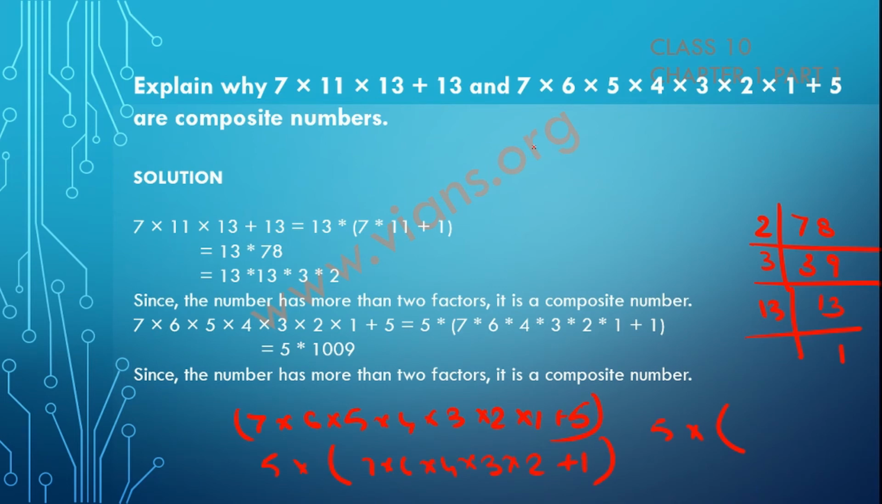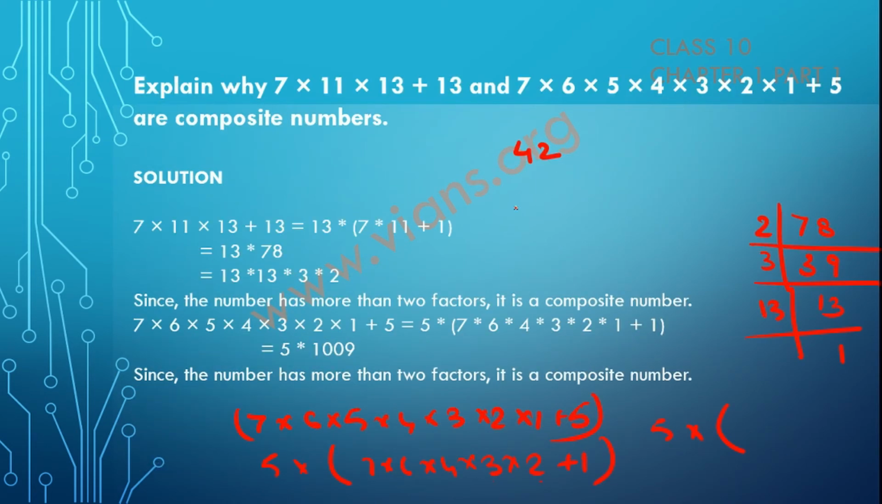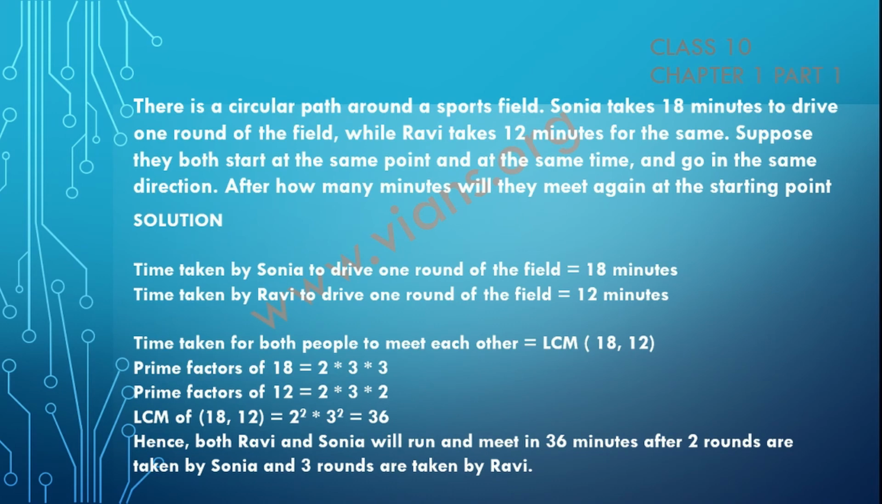Now you know 7 6s are 42. 4 3s are 12, 2s are 24. Multiply this. 4 2s are 8, 4 4s are 16, plus 2 2s are 4, 4 2s are 8, 1008 plus 1, that's 1009, so 5 into 1009. So since this has more than 2 factors, it's a composite number.